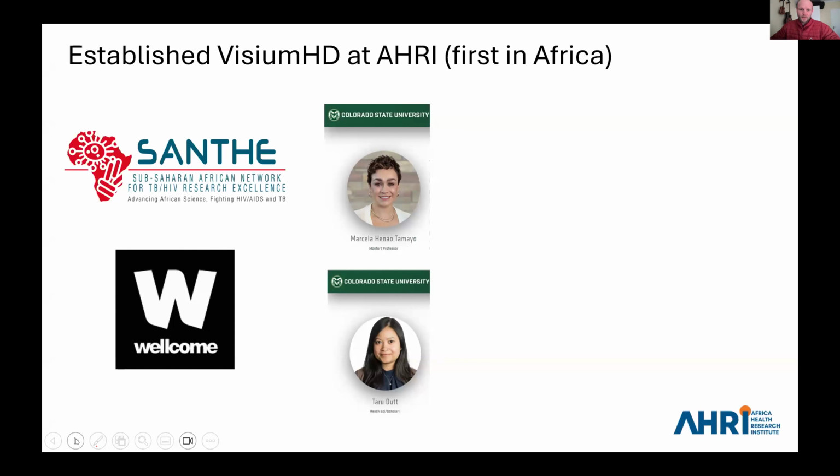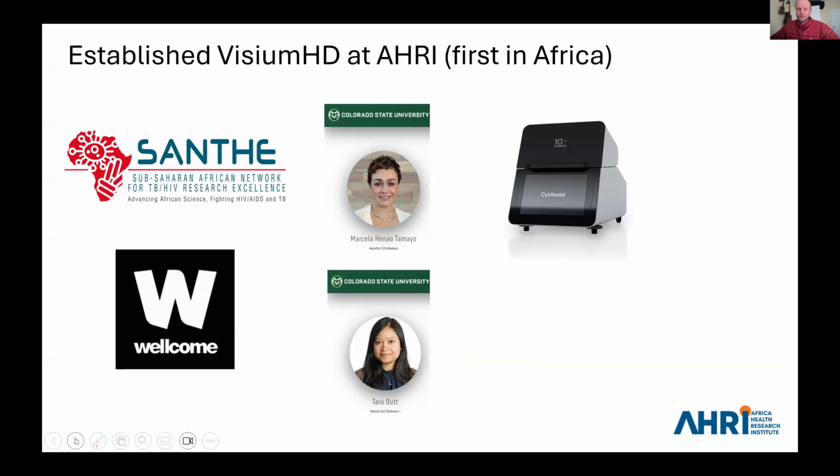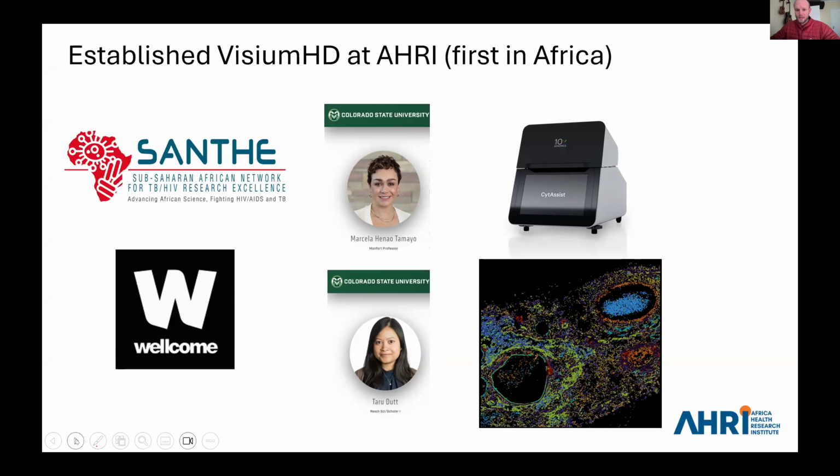And what this has allowed us to do is implement Visium HD in our lab, and this allows you to look at spatial transcriptomics at a single cell resolution. So this is just one of the examples of data that we have generated. So what I want to do is just walk through our workflow, and then I'll accept any questions afterwards.